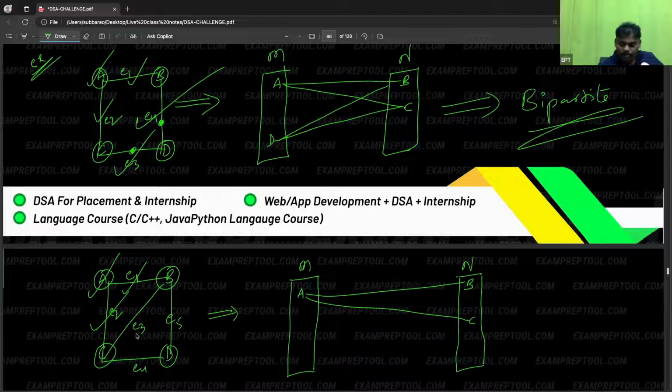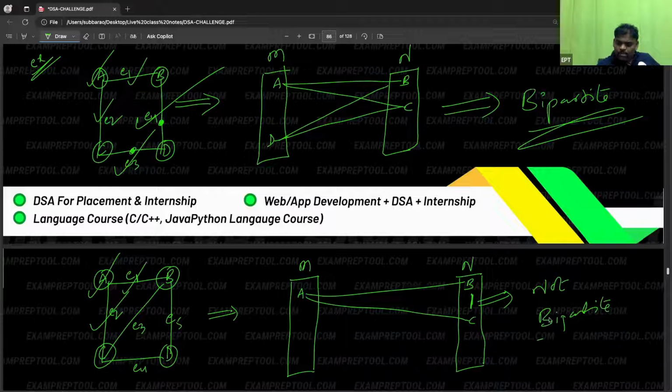E3, if you observe, is BC. I think this is the real issue. Listen, this is the real issue. If you go to E3, which is BC, within the N group you cannot keep both. Always, if two people are adjacent, one should be in the M group, one should be in the N group. If two people are adjacent, you cannot keep them in the same group. Because of this, it is not bipartite. No need to proceed further also.